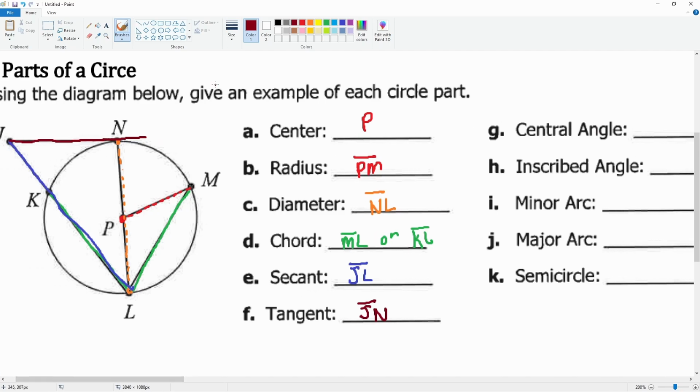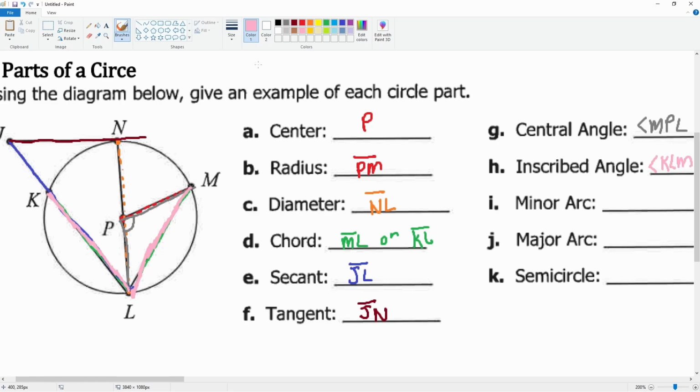Central angle, it uses the center. So notice this here uses the center, right? So we could call that a central angle, angle MPL. An inscribed angle is an angle that uses the inside. So I'm going to use, let's say, pink here. So this here touches the circumference, okay, and that would be an inscribed angle.